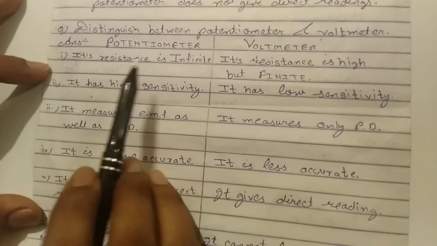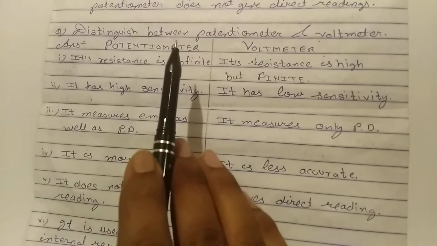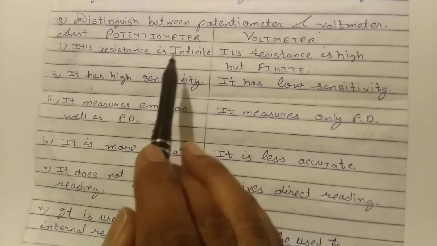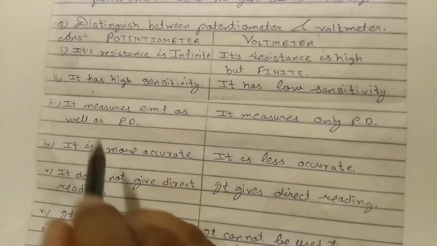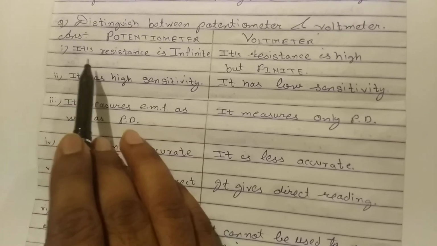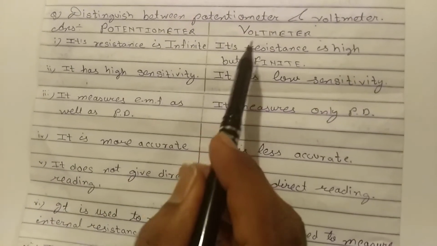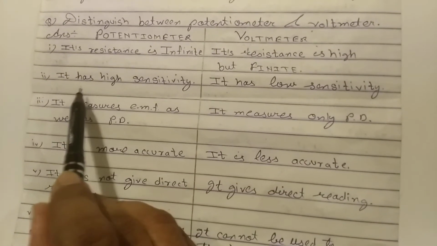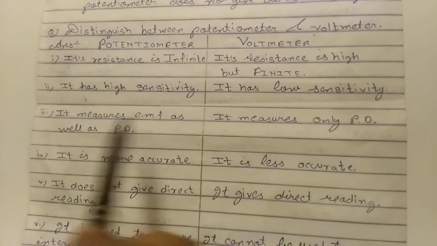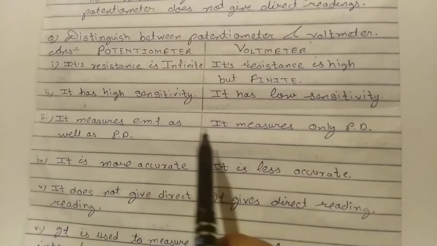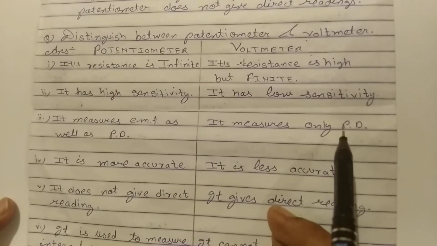Then third theory question you have to study, that is distinguish between potentiometer and voltmeter. Now you understood from the last two questions the voltmeter and the potentiometer difference. So let us recall some points. First point: potentiometer, its resistance is infinite. Voltmeter, its resistance is high, but some finite value will be there. Potentiometer has high sensitivity, voltmeter has low sensitivity. Third point: voltmeter measures EMF as well as potential difference. For potentiometer, it measures only potential difference, students, as I told you.